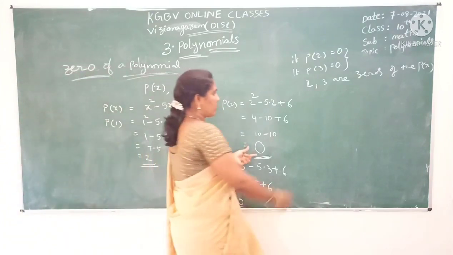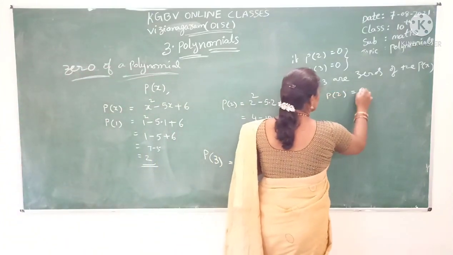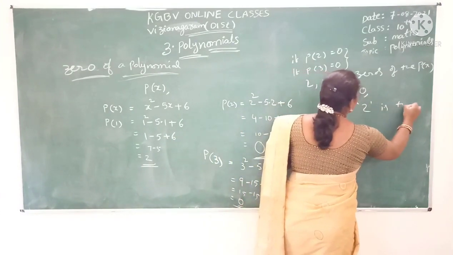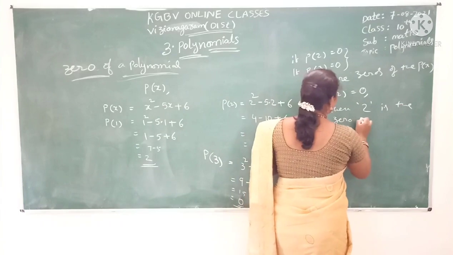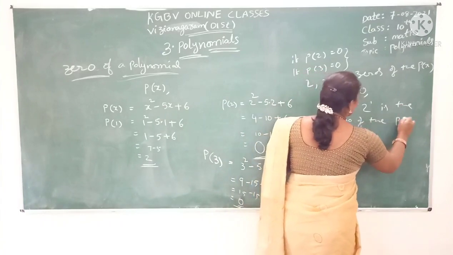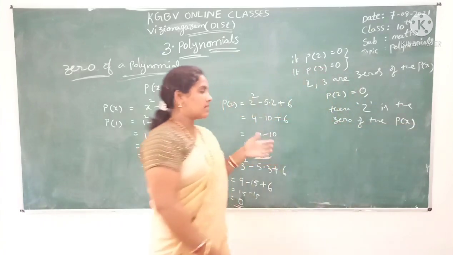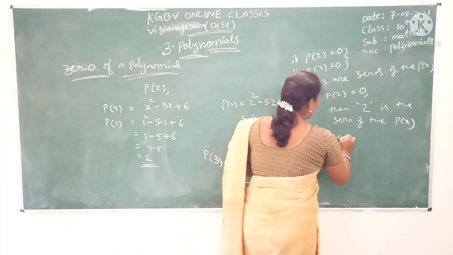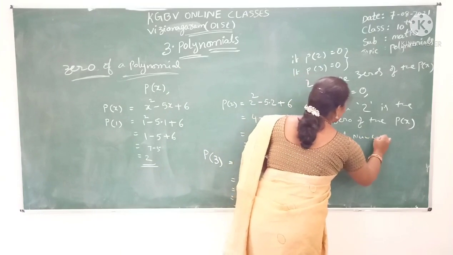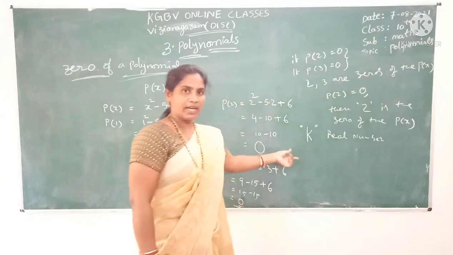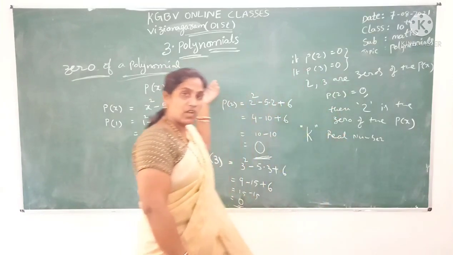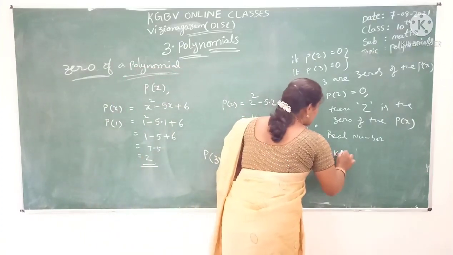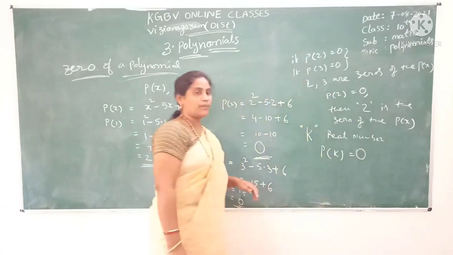P of 2 is equal to 0. Then 2 is the 0 of the polynomial P of x. Suppose k is a real number. K is said to be a 0 of the polynomial P of x if P of k is equal to 0.